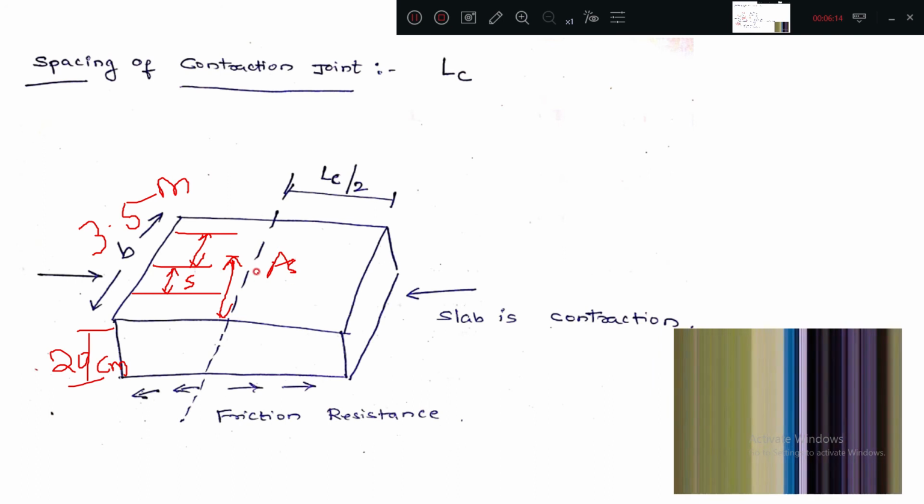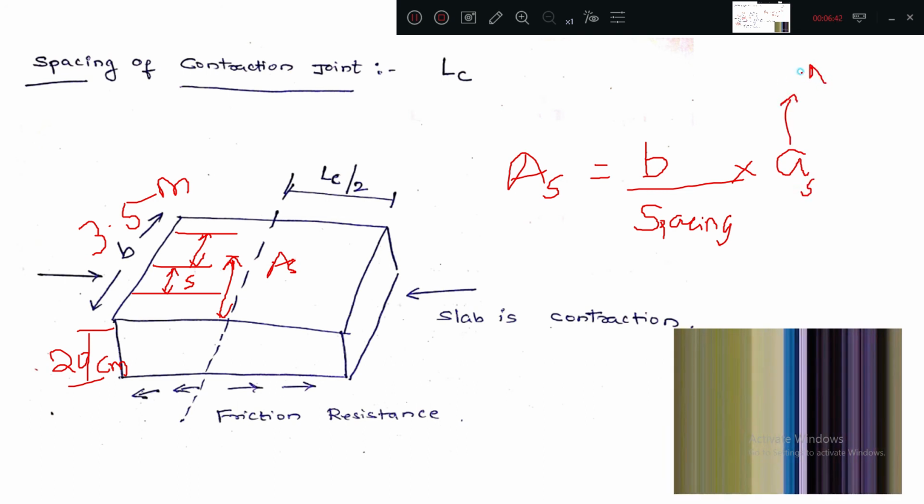To calculate AS, there is a formula. AS is nothing but width divided by spacing, into the area of one bar. How do we calculate the area of one bar? Pi by 4 d square.